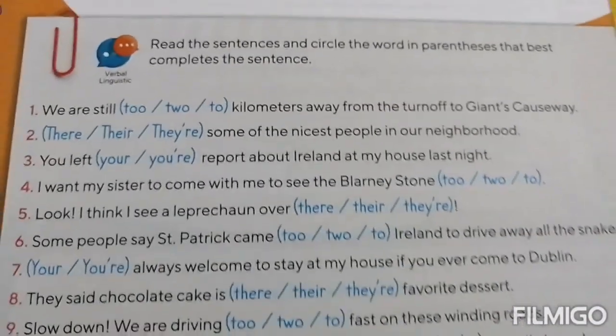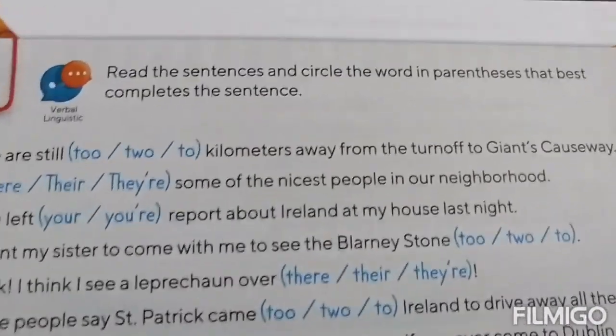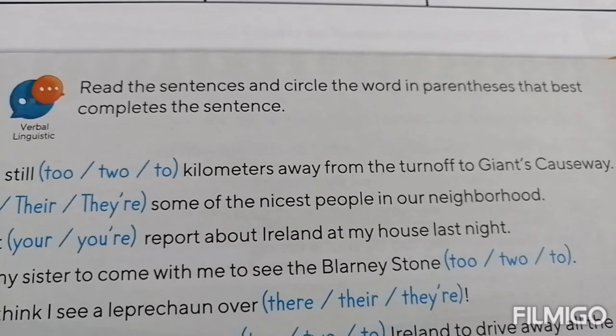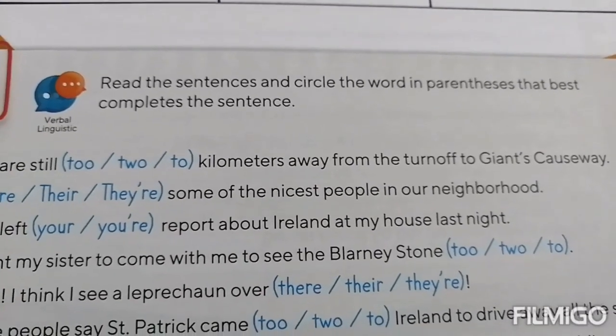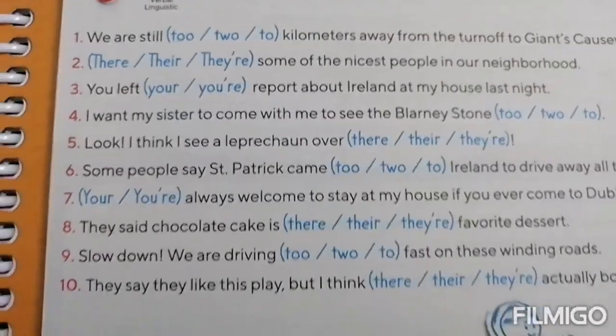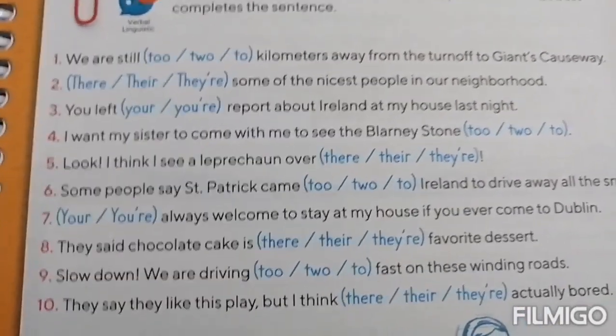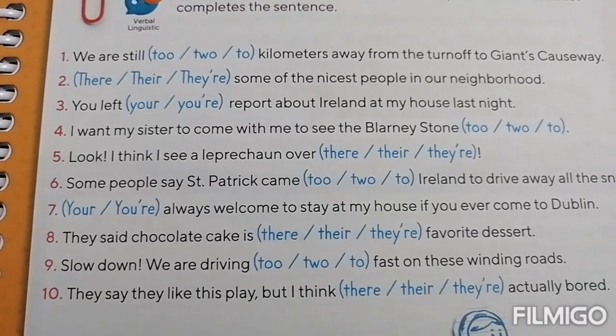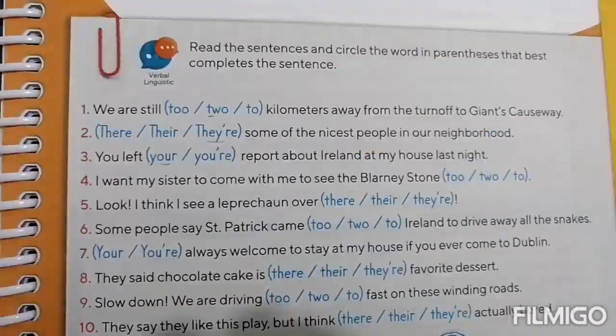So basically, on this page, the instruction of the activity is to read the sentences and circle the word in parentheses that best completes the sentence. We have 10 sentences, and I am going to help you with the first 4.